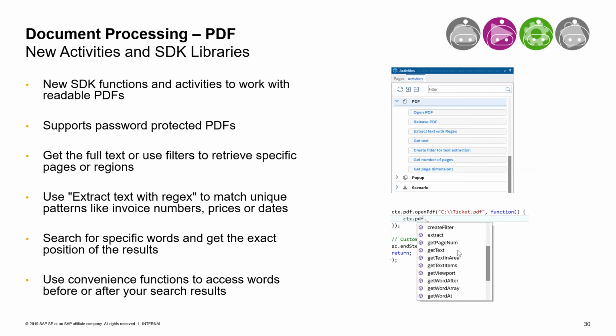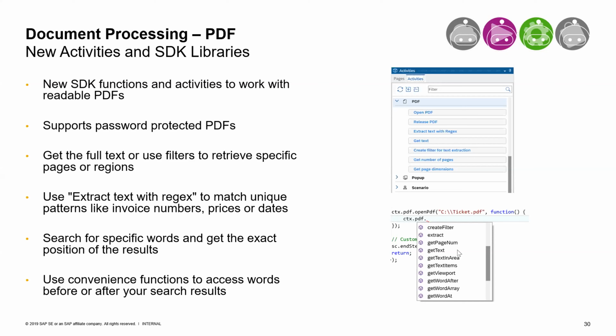At the moment, we support readable PDFs. That means PDFs that have the actual text content in them, not only an image. We also support password protected PDFs. We allow you to get the full text, but we also have filters which allow you to target specific regions or pages or page ranges of a PDF to only extract parts of the PDF.